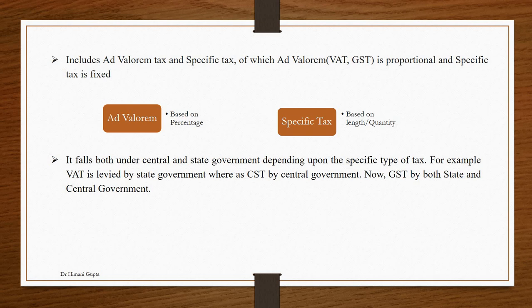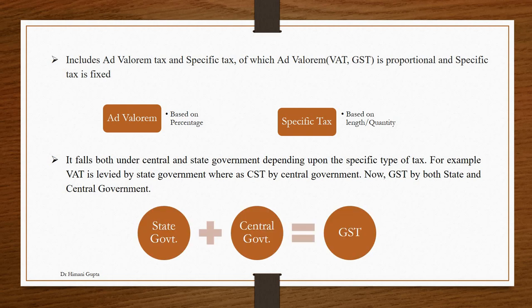But after the introduction of GST, the problem of state government and central government is removed. Now, whenever you purchase a product, whatever tax is collected from that will be distributed among both the state government as well as the central government. So we can say that after the introduction of GST, the state government plus the central government has a right to collect taxes.